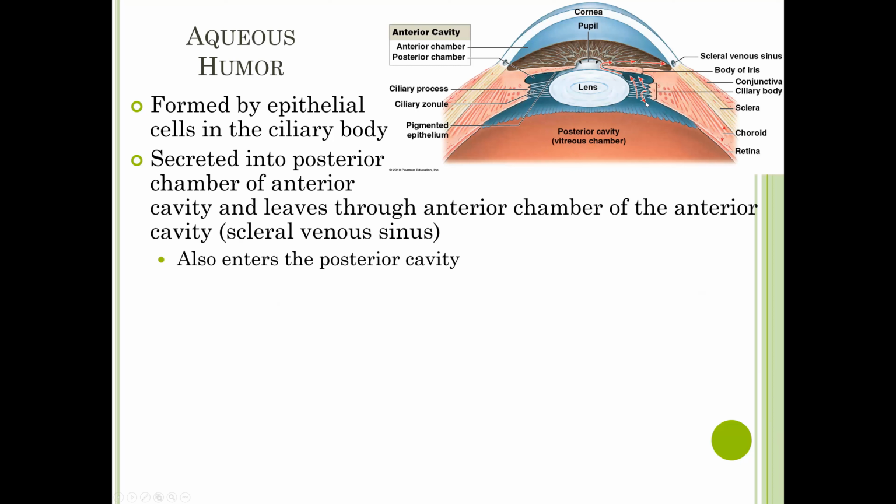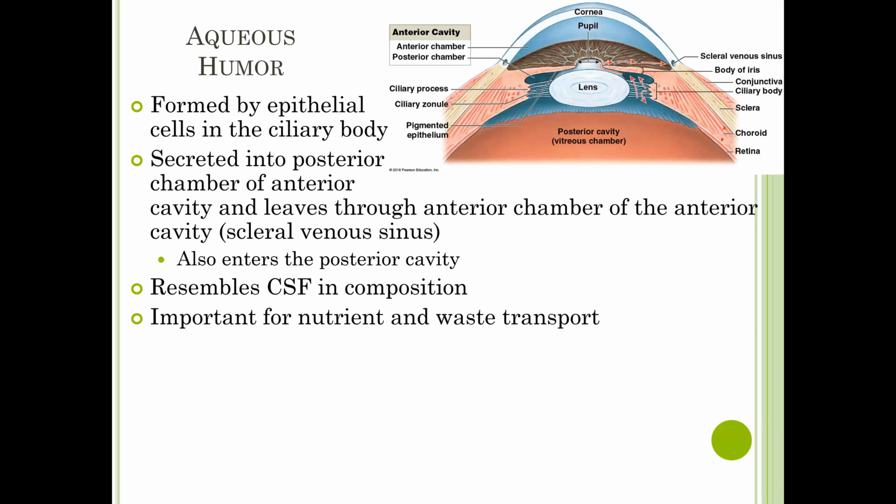There is also a small amount that enters the posterior cavity, but remember the largest majority of the posterior cavity is taken up by the vitreous body. Aqueous humor actually resembles cerebrospinal fluid in its composition, and it's important for nutrient and waste transport for many of the cells and structures within the eye, like the retina, and structures within the iris itself and the ciliary body, just multiple structures within the eye. It also helps to form a fluid cushion, which allows the eye to absorb some shock and impact.